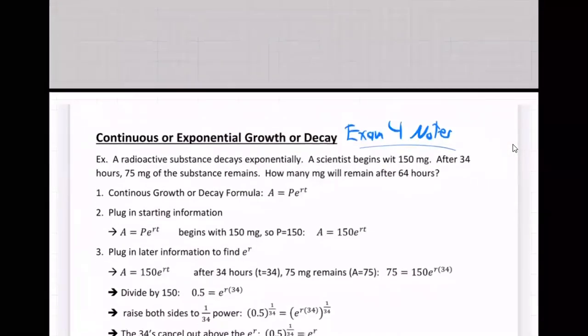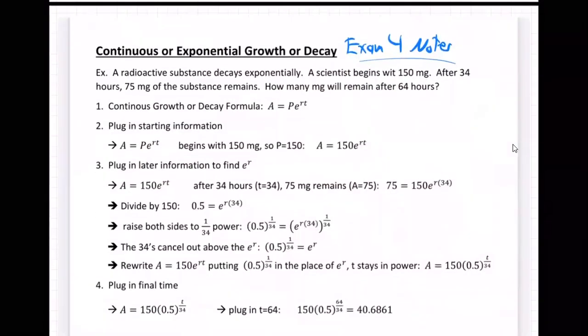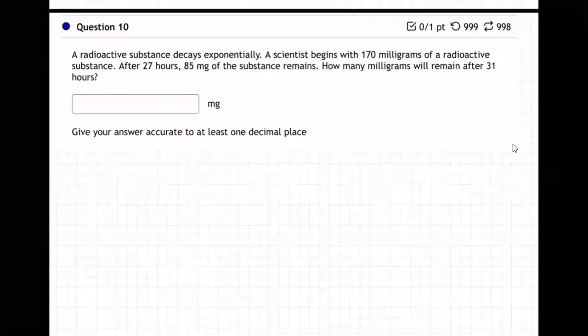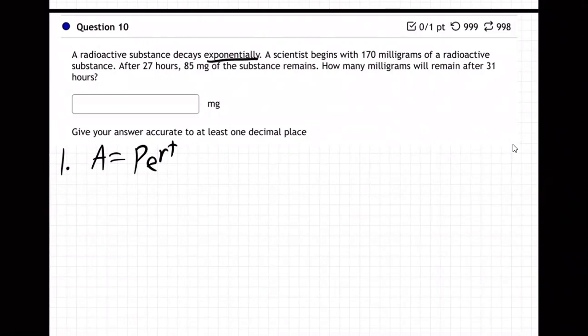So step number 1 is write the formula, and step 2 is plug into it. Okay, step number 1. So write A equals Pert. This is the same formula we used when we had money being compounded continuously. Exponential or continuous, money or biological or radioactive chemical substances, it's all the same thing.